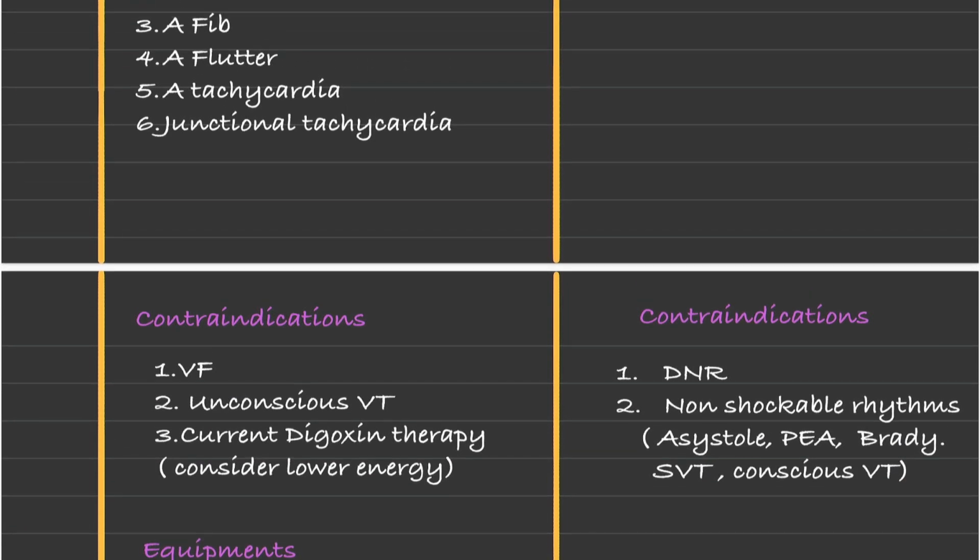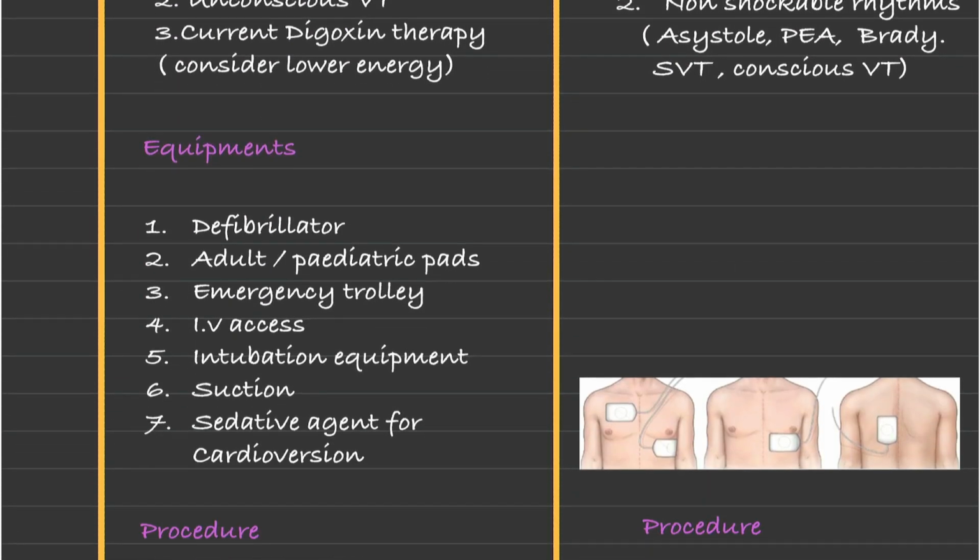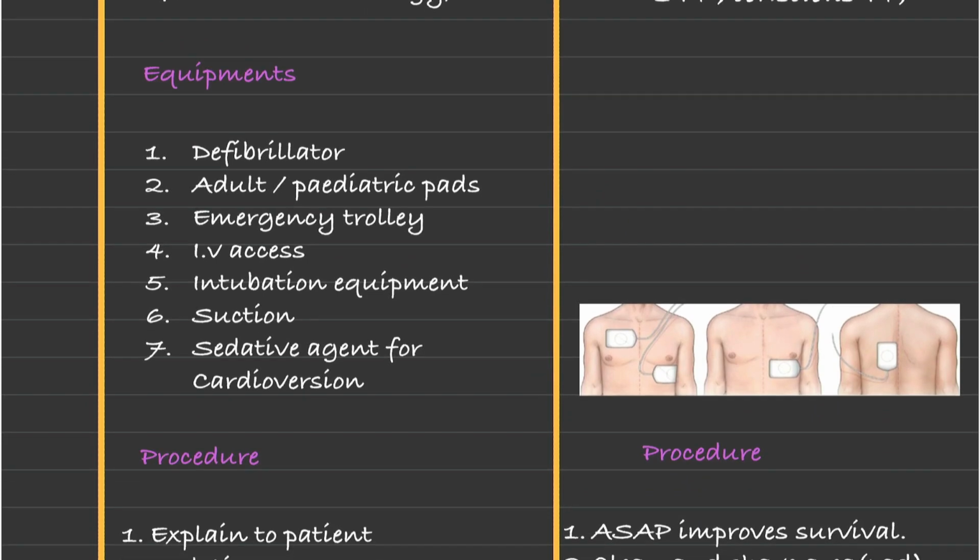So after discussing indications and contraindications of cardioversion and defibrillation, we will discuss the equipment required. The equipment required is the same for both of them. We require a defibrillator, and pads for giving the shock. They can be adult size and pediatric size, both should be available. Then an emergency trolley or crash cart should be available with emergency drugs. IV access should be there.